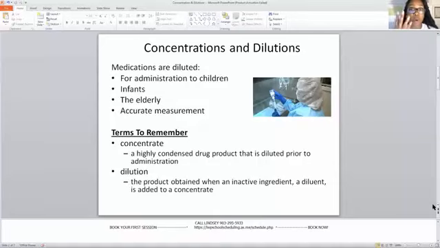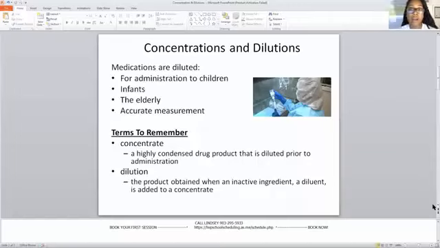Concentrations and dilutions. Medications are diluted for four reasons. The first one is to administer to a child. The second is for infants. The third is the elderly. And the fourth is accurate measurements. Terms to remember: you'll see two terms here. One describes concentration, the other describes dilution. Typically, dilution happens when an inactive ingredient or diluent is added to a concentrate.